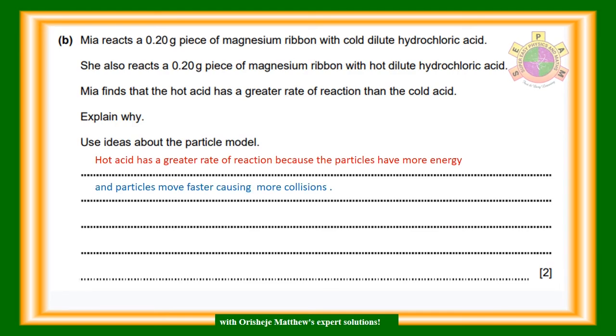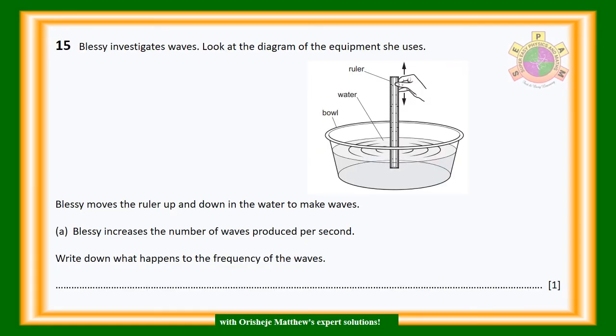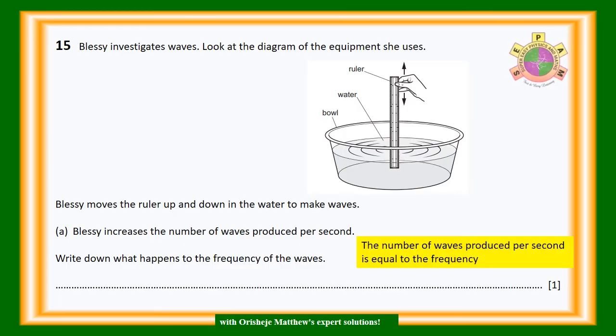Question 15, Blessy investigates waves. Look at the diagram of the equipment she uses. Blessy moves the ruler up and down in the water to make waves. Question 15a, Blessy increases the number of waves produced per second. Write down what happens to the frequency of the waves. The number of waves produced per second is equal to the frequency. An increase in the number of waves produced per second is equal to an increase in frequency.